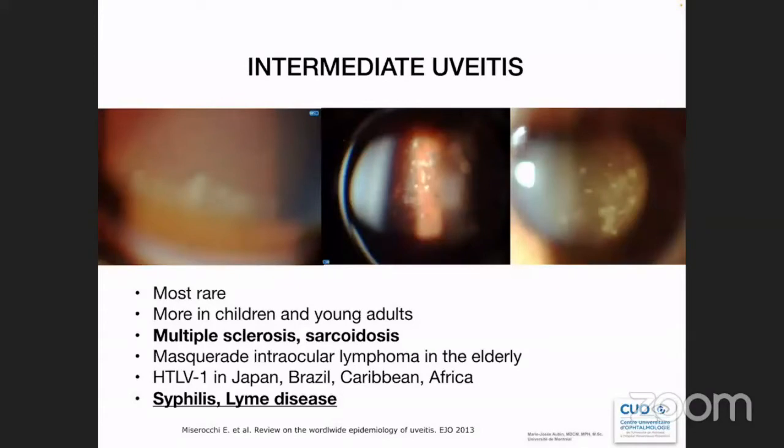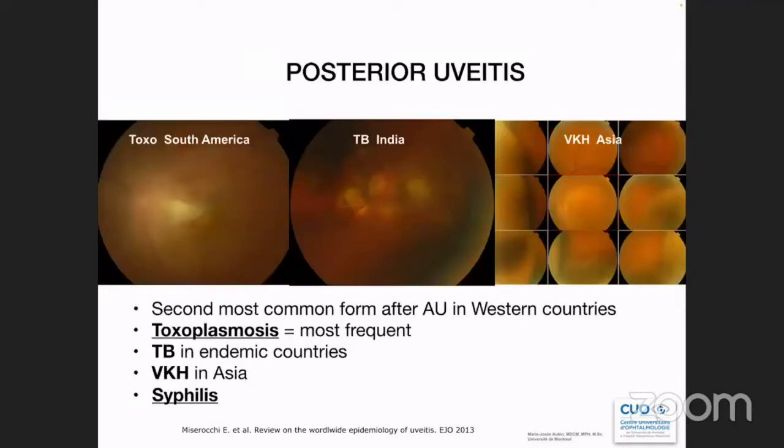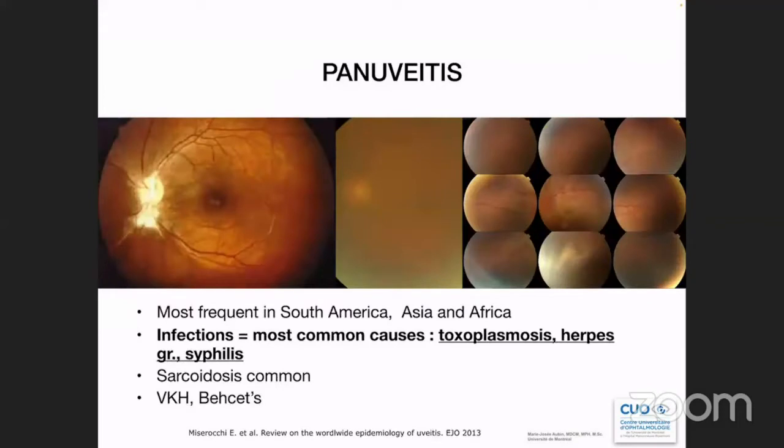For intermediate uveitis, it's the rarest kind, most commonly in young patients. So if you have intermediate uveitis in an elderly patient, you need to think of intraocular lymphoma. And as for infectious causes, always include syphilis in your differential diagnosis. For posterior uveitis, toxoplasmosis is the most frequent. In endemic countries, think of TB, VKH in Asia, and again, always syphilis. And for pan-uveitis, your usual suspects for infectious causes: toxo, herpes group, and syphilis.